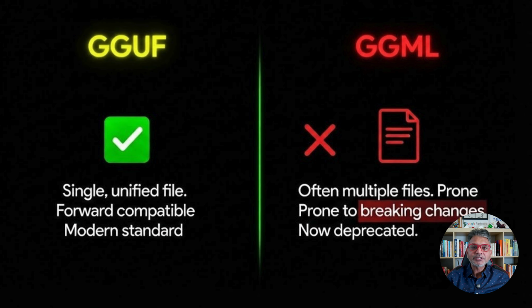You might still see an older format called GGML. Here's what you need to know. GGUF is the new and improved version. GGML was an important first step, but it was known for breaking often. If you have a choice, always download the GGUF version. It's the stable, modern standard for running AI locally.